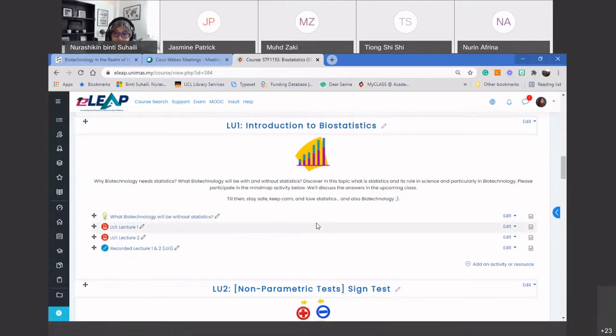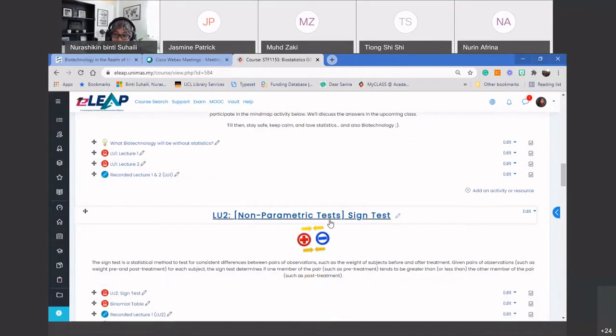Just to recap what we have gone through for the past few weeks, to know where you are now. In LU2, we talk about non-parametric tests, right? There are several tests and we have covered some of them. We are going to cover another one today and another one next week. If I can record the last lecture, I will record it, inshallah, so that you can look at the topic earlier than next Monday. I'll try my best. If not, we just discuss it in the next lecture.